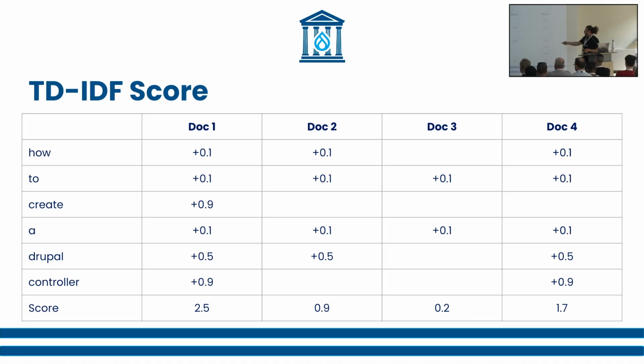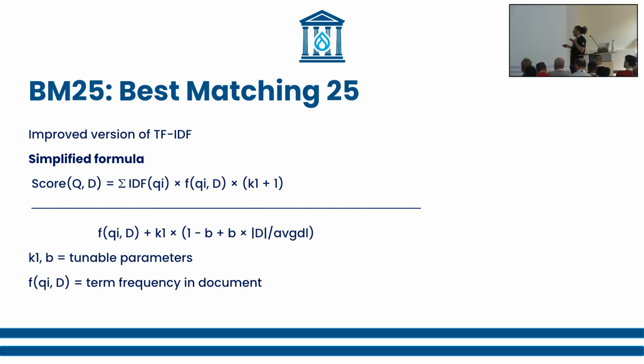While documents 2 and 3, which don't have the word controller or create, get a low score, so they will not be retrieved from the database in that case. There is another variation of this algorithm, which is BM25, which helps you decide how you want the impact of the term frequency and also the document length. You can tune it with the parameters K and B.